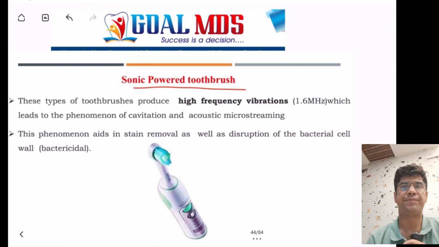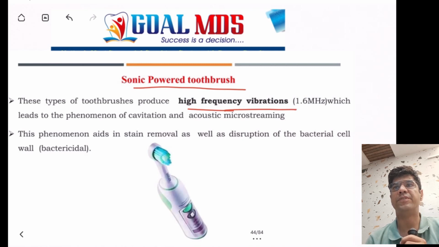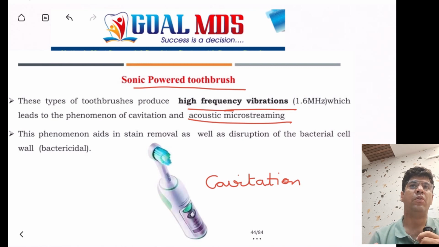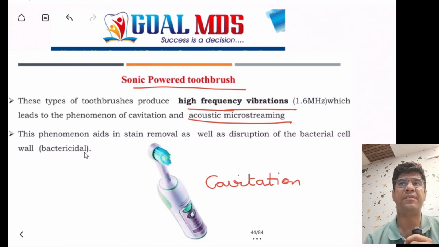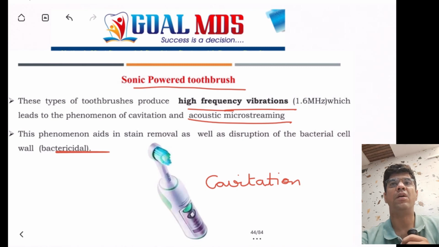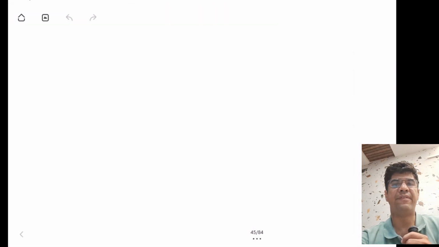powered toothbrush. Other is the sonic powered toothbrush. This type of toothbrush produces high frequency vibrations that can produce the phenomenon of cavitation and acoustic microstreaming. That will help to remove stain as well as disrupt the bacterial cell wall. That is, they have a bactericidal effect.